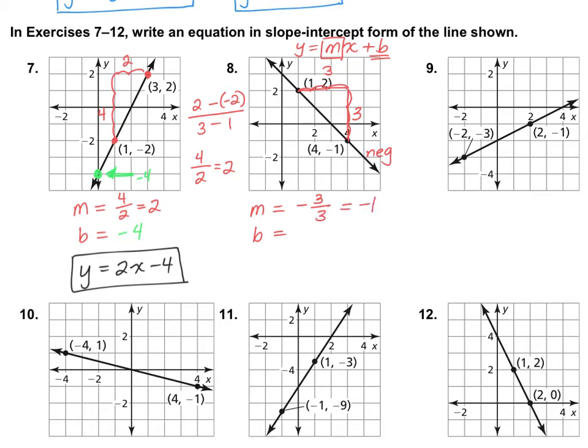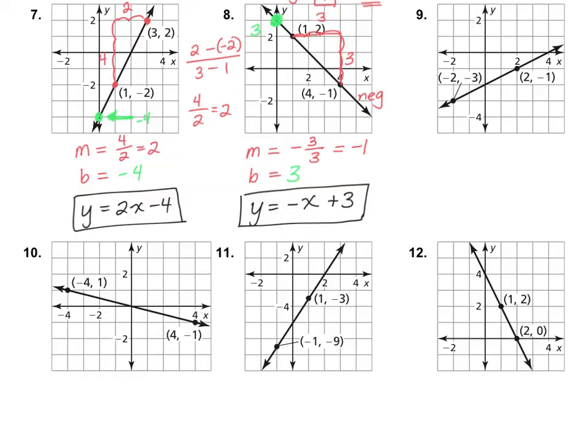And my b is where it crosses the y-axis. So it crosses the y-axis at 3. And now I'm ready to write my answer. Y is equal to negative 1x, or I can just write negative x plus 3. You can put the 1 in or not. It doesn't really matter to me. I'm going to do number 11 with you because it's a little bit weird.